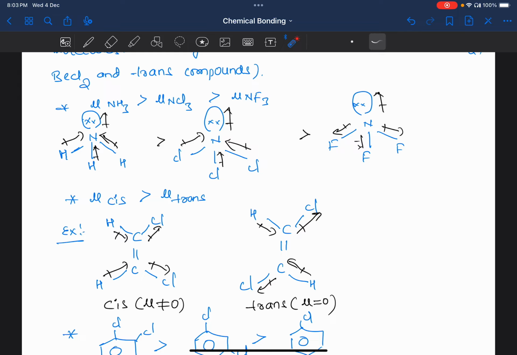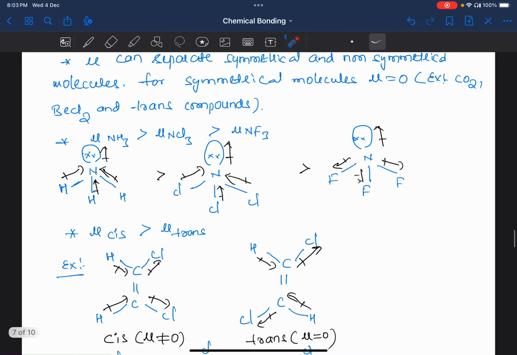Here you just have to concentrate on which molecule has dipole moment equal to 0 and which molecule has dipole moment not equal to 0. Always remember this: for trans molecules, dipole moment is always equal to 0. That is due to its symmetrical structure.